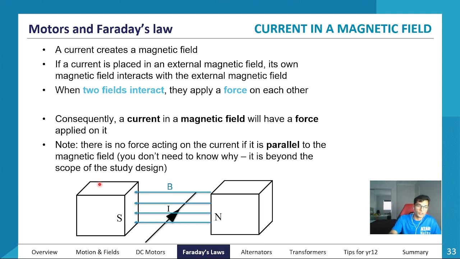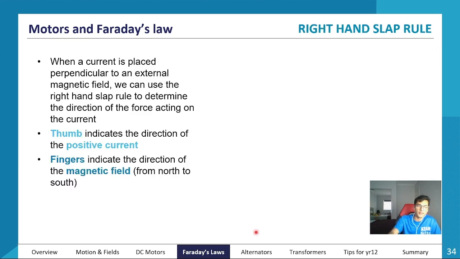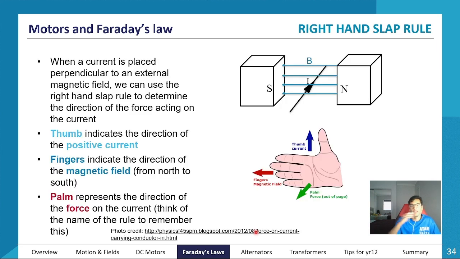And what do we want to know? Since fields are vectors, we want to know, one, which way the force is acting, and second, how much force we have, or the magnitude of the force. The way we do that is by using another rule called the right-hand slap rule. Our fingers represent the magnetic field, our thumb represents the current, and our palm represents the force. It's called the right-hand slap rule for a reason.